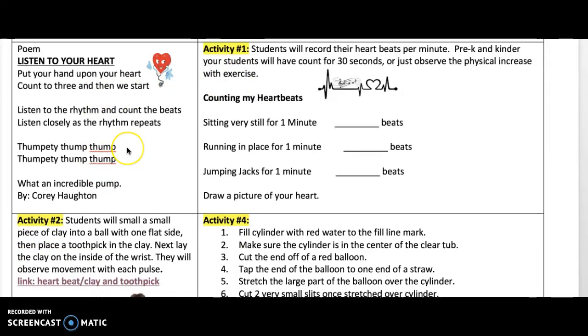This is the poem. I had a hard time coming up with the poem, so I wrote one. Feel free to make up your own. This is a great time to do that with your students or change this one up a little bit.